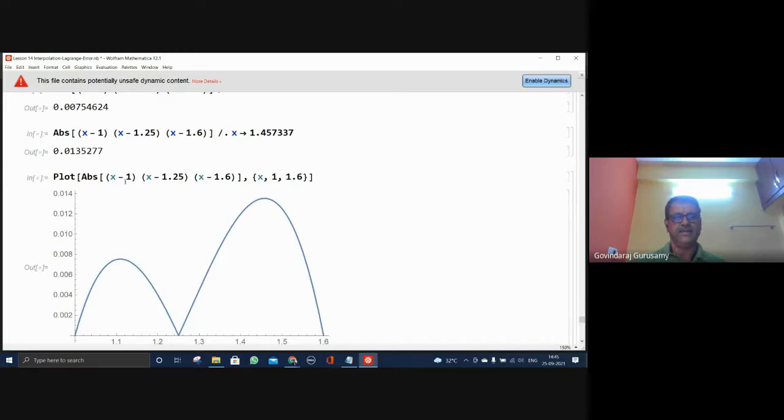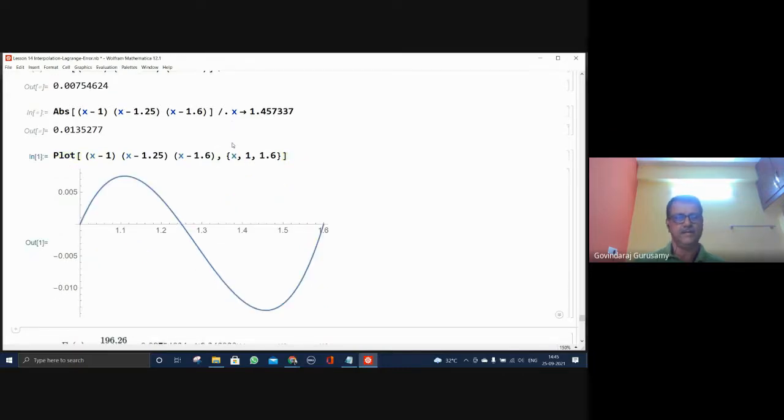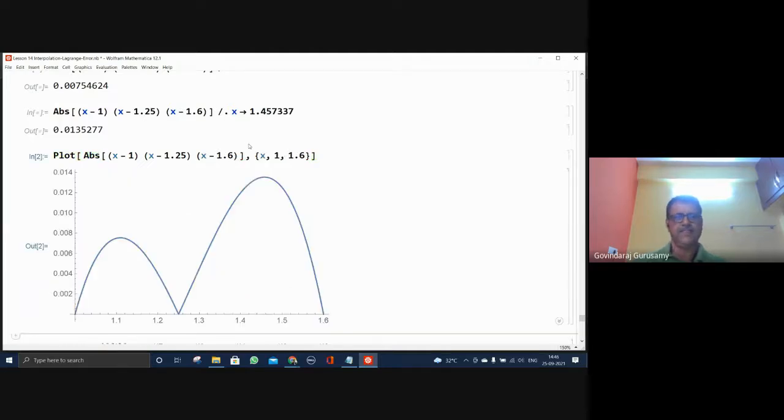I'm plotting this ABS value of (x minus 1)(x minus 1.2)(x minus 1.3). Maybe this ABS value might have been a negative one, and the positive must have been taken. That's also possible. Why has this not been considered? Maybe if I remove it and plot it, I can see that positive value has been taken and negative has been ignored for the maximum. So you take this ABS, plot it. This is the actual curve that I have.